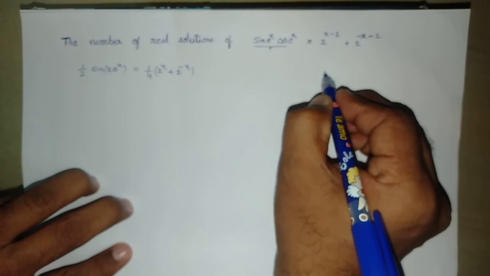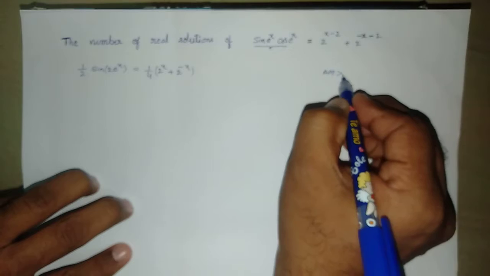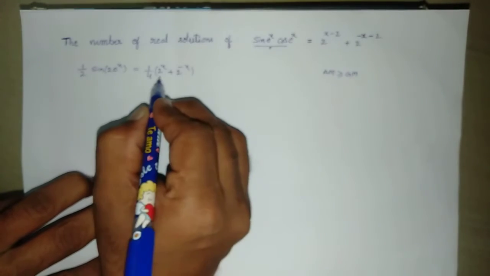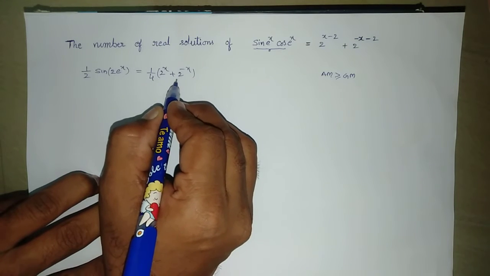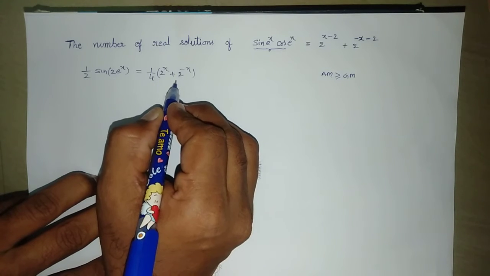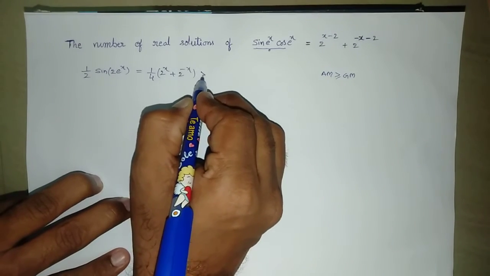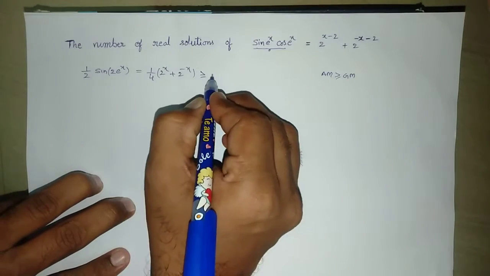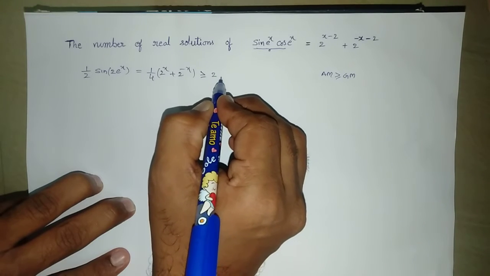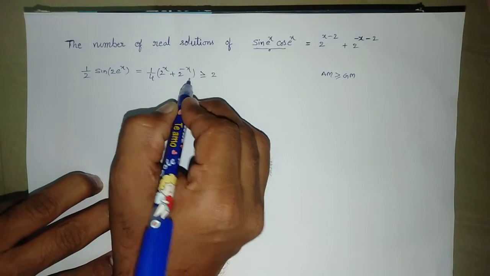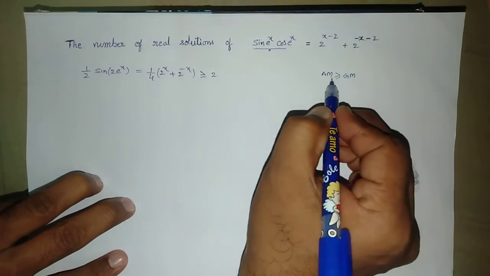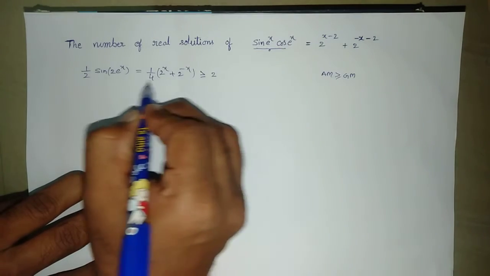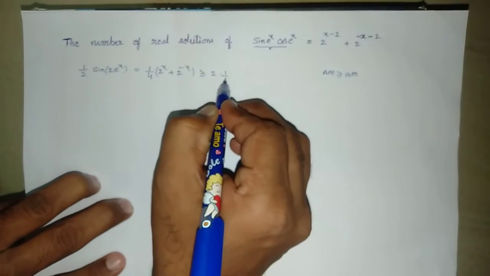Now we have an inequality that arithmetic mean is always greater than or equal to geometric mean for any two positive quantities. So the arithmetic mean of these two quantities, (2^x + 2^(-x)) upon 2, should be greater than or equal to the geometric mean, that is the square root of 2^x into 2^(-x), which will become 1. So this is the property that I applied here, arithmetic mean greater than or equal to geometric mean, and 1 by 4 is already there, so into 1 by 4.